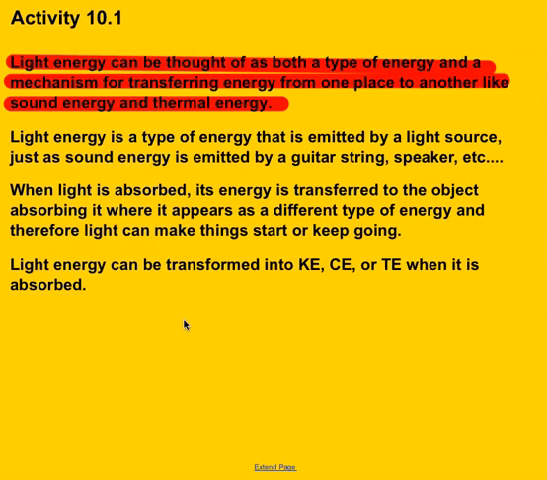So we've been talking about energy all year: kinetic and gravitational and thermal and electrical. Well, light energy is another one of those types of energy. Now, light energy can be transformed into things such as kinetic energy, chemical energy, or even thermal energy, which you saw with the light-colored car and a dark-colored car scenario.